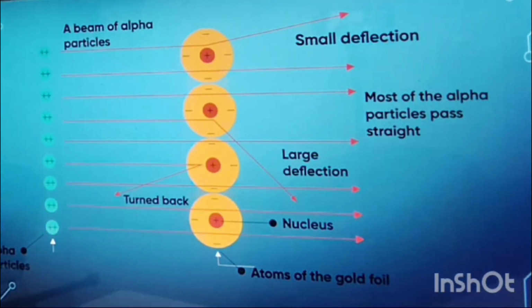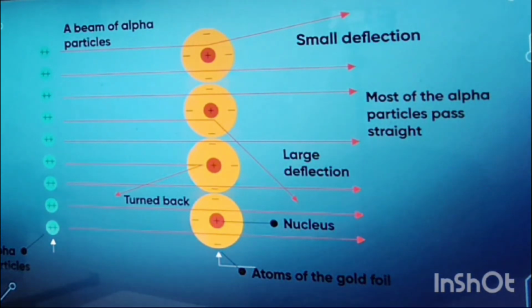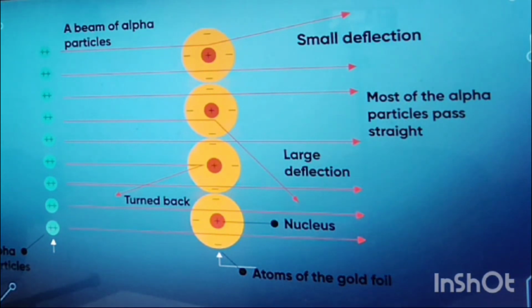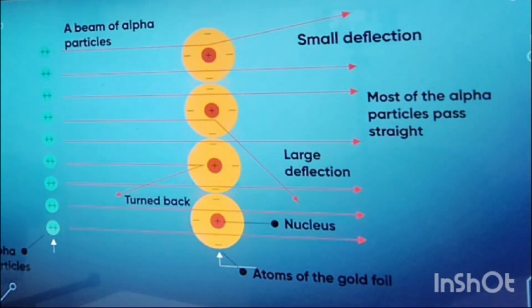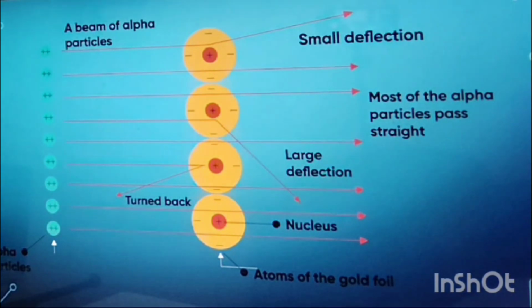Okay, so it led to the discovery of the nucleus inside the atom. The nucleus is a positively charged body. It contains protons and neutrons. There is a large amount of empty space inside the atom. And this is what was concluded from Rutherford's experiment.